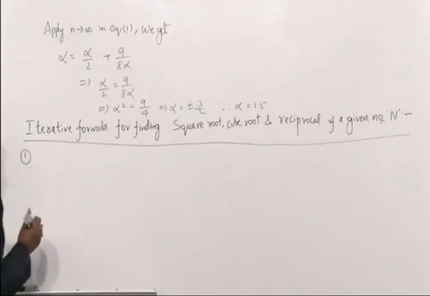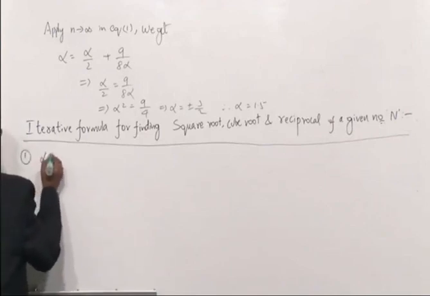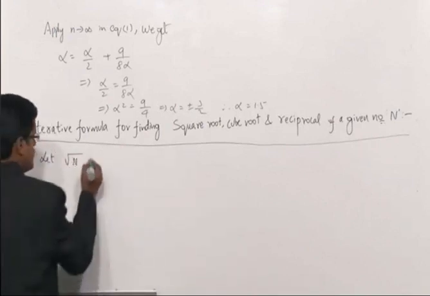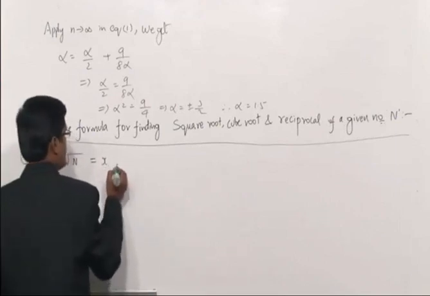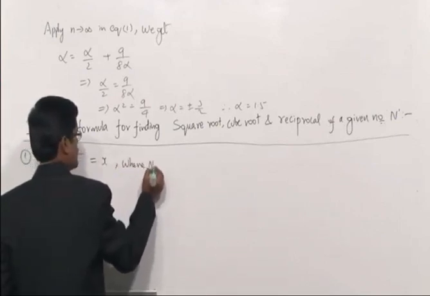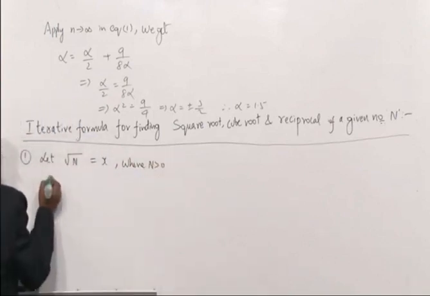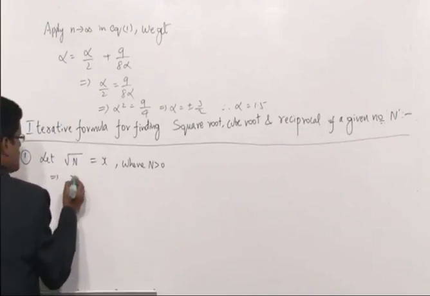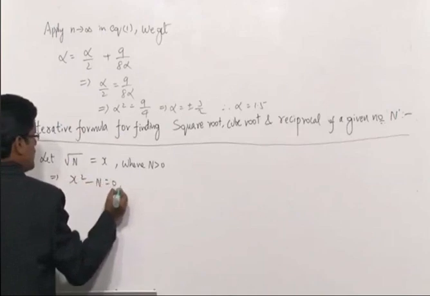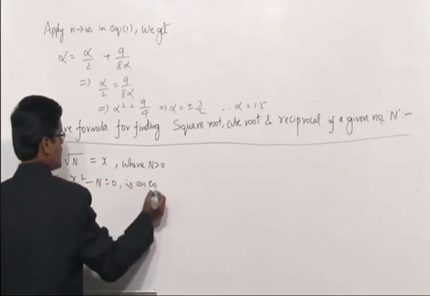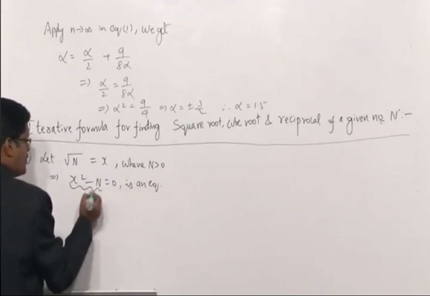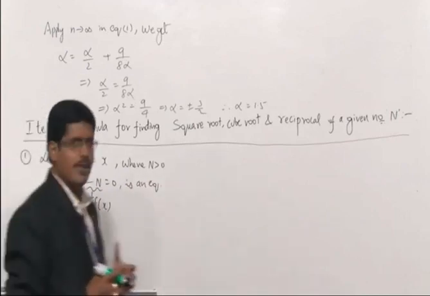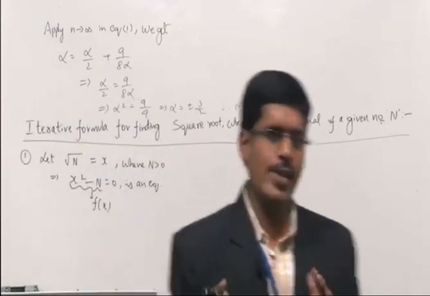In this first one, let the given number be n. We are going to find the square root of n. We don't know that value. Let us say x, where n is greater than 0. Square root exists for positive numbers only. Now to avoid the square root, that means to bring an equation without square roots, square on both sides and bring all the terms to one side. That is the given equation of the form fx is equal to 0, where fx is nothing but x square minus n.